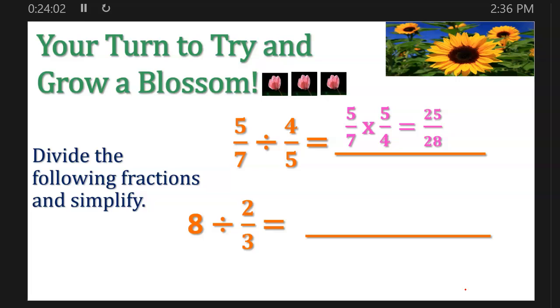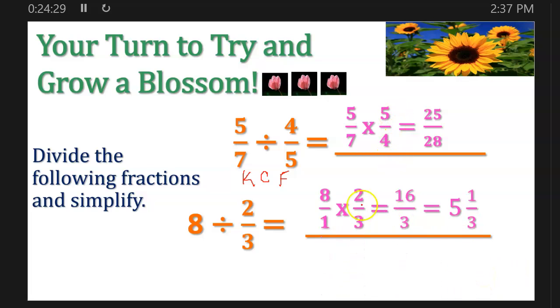All right, so the first answer is going to give us 25/28. So 5 times 5 is 25, and 7 times 4 is 28. I misspoke. Again, we used that keep, change, flip method. We kept the first term. We changed our division to multiply here, and then we flipped that second term around, or the number we're dividing by, to its reciprocal 5/4.